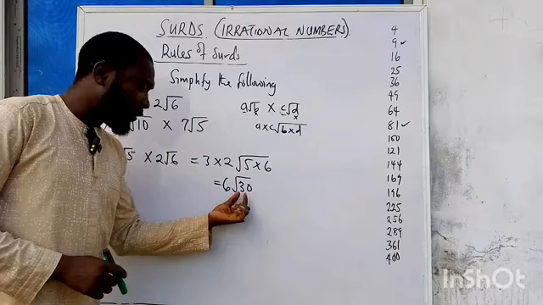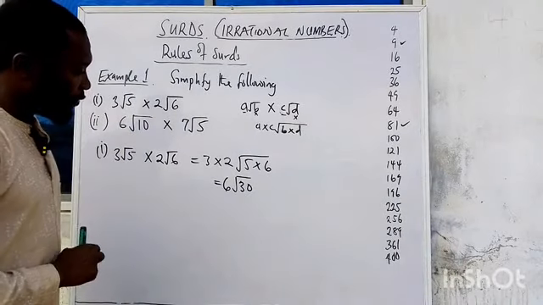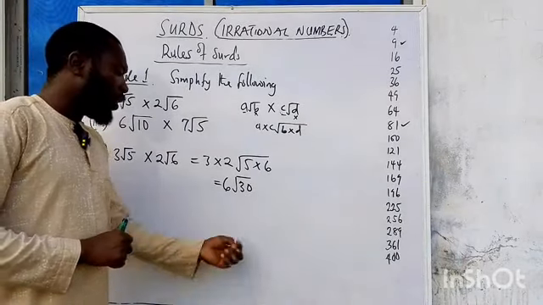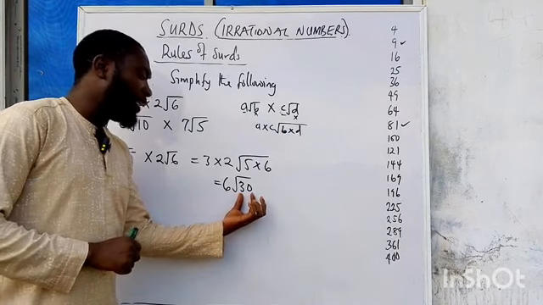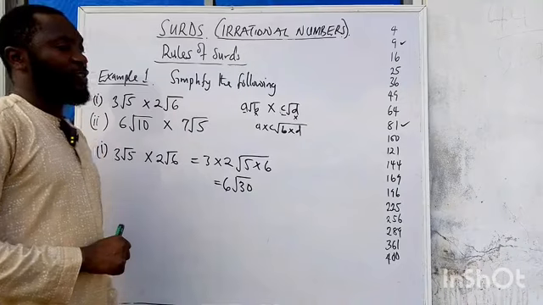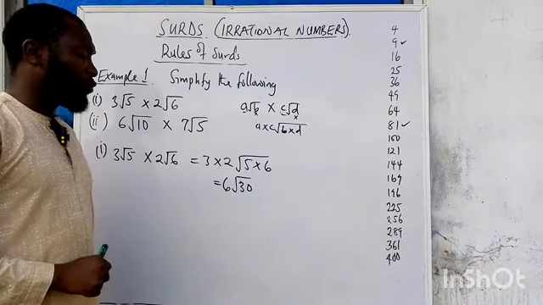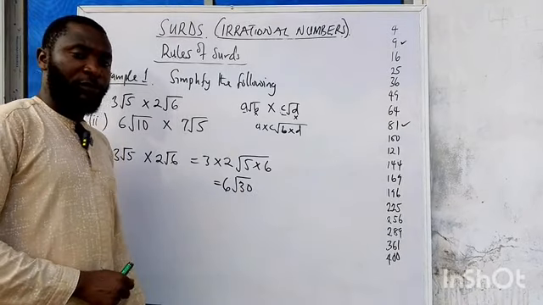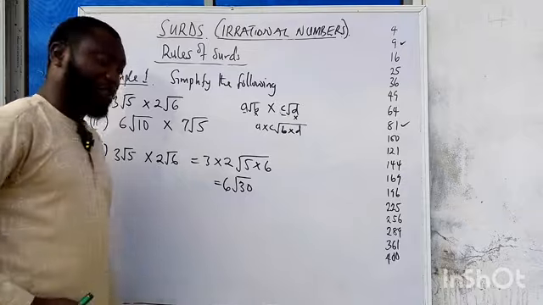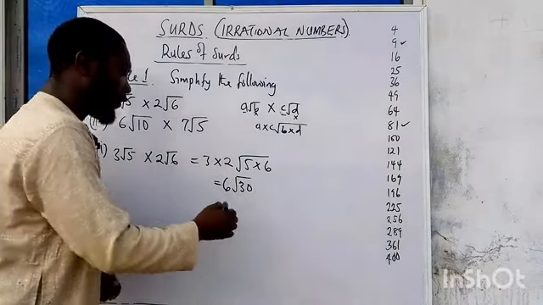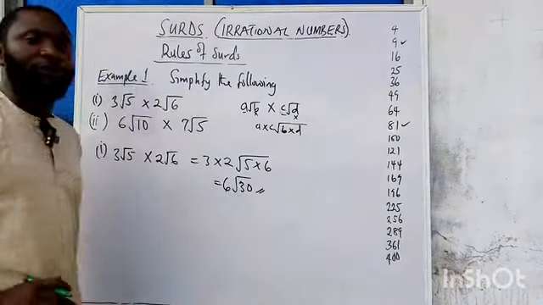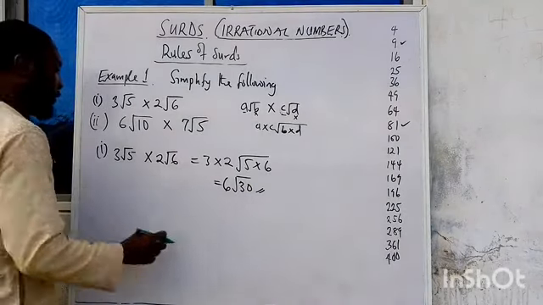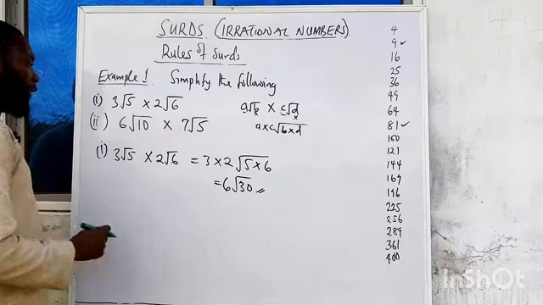Now, 30 is a big value. Is there any perfect square that can divide 30? If you check among the perfect squares we have, no perfect square can divide 30. Because of that, your result is valid as this. So this is your result. That's the final answer.